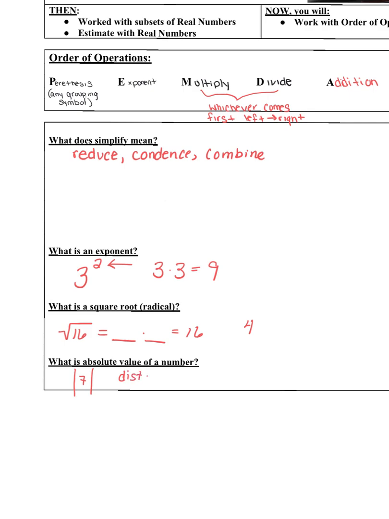So distance a number is from 0. So in this example, if I'm asking you what is the absolute value of 7, well, what's the distance that 7 is from 0? Well, that would be 7.